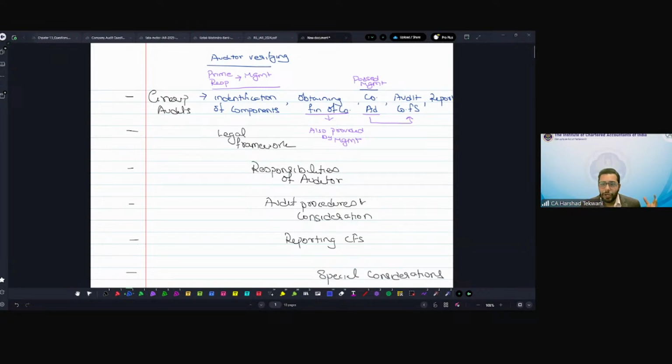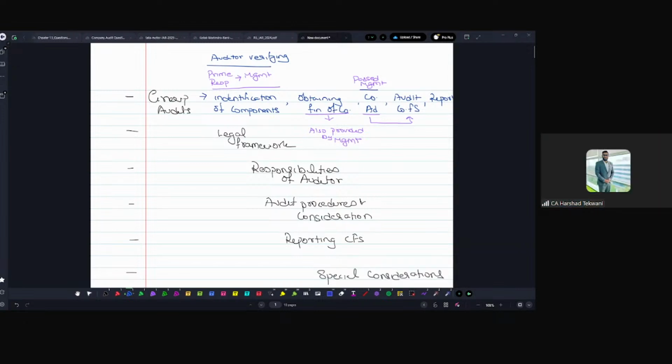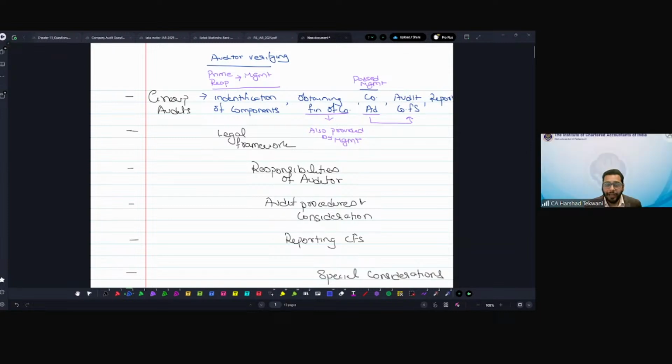Now, when I talk about consolidated financial statements, what do you think it will include? Let's say it's only a consolidated balance sheet, or what does a consolidated financial statement include? Sir, it includes consolidated balance sheets, consolidated profit and loss account, consolidated cash flow statement, and some part of notes to accounts, wherever appropriate. Absolutely correct. So they are the full set of financial statements.